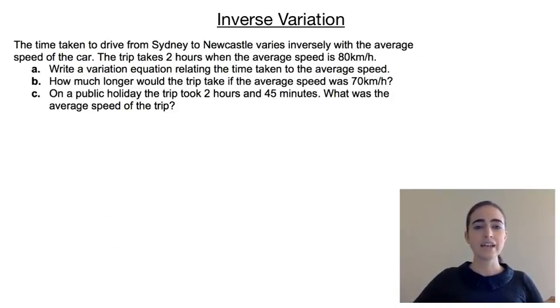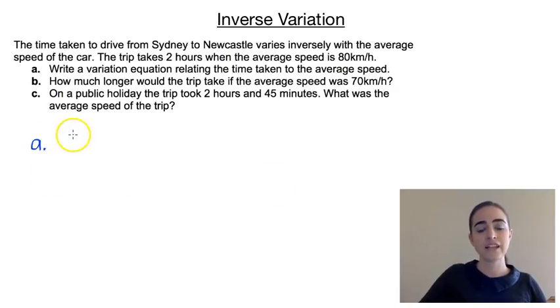It says the time taken to drive from Sydney to Newcastle varies inversely with the average speed of the car. That means the faster you're driving on average, the less time it's going to take to get there. Then it tells us that the trip takes 2 hours if the average speed is 80 kilometers per hour. So the first part of the question, pretty much as always, is to write a variation equation relating the time taken to the average speed.